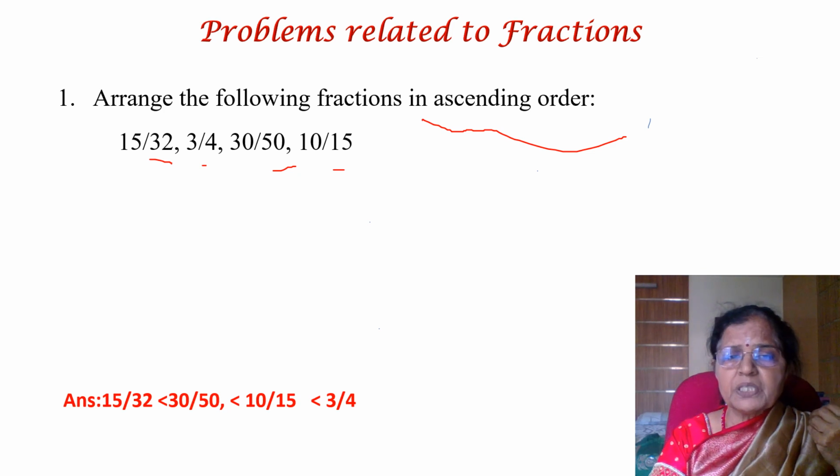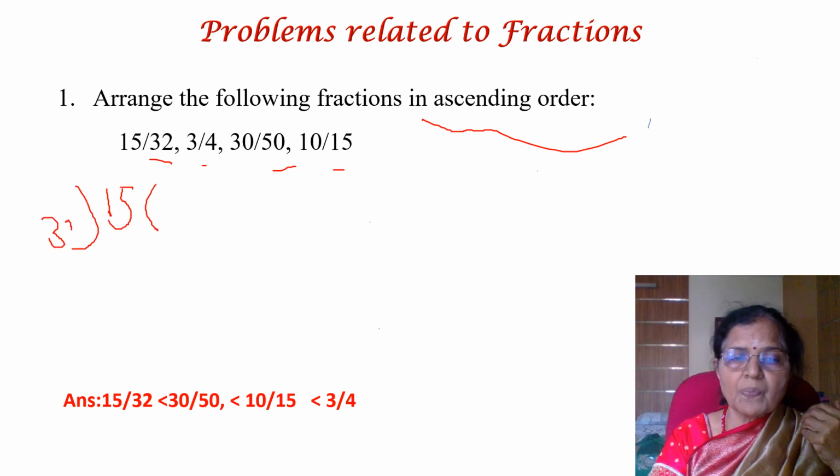How will you convert them into decimals? This is fraction form, 15 divided by 32: numerator divided by the denominator. If you divide 15 by 32, you get the decimal form. So you get 0.46.